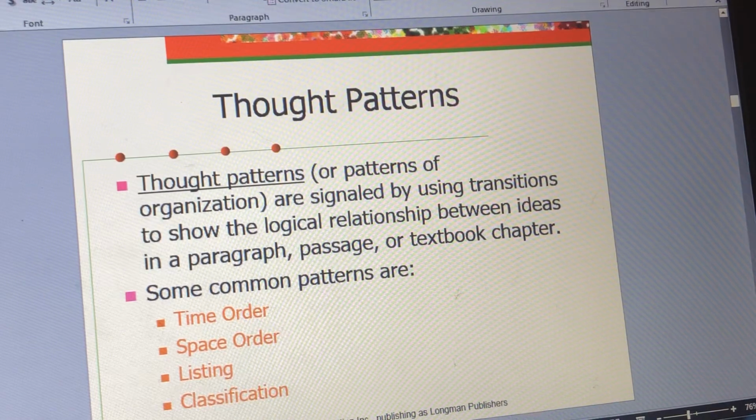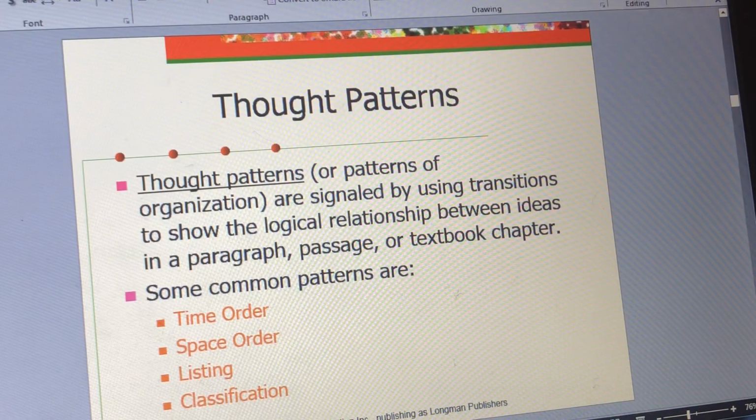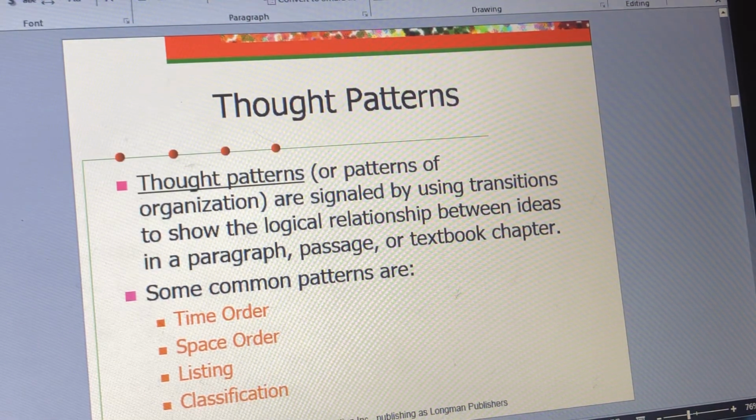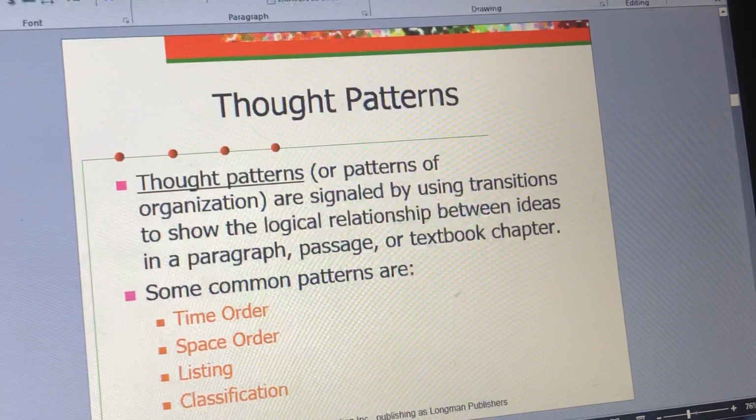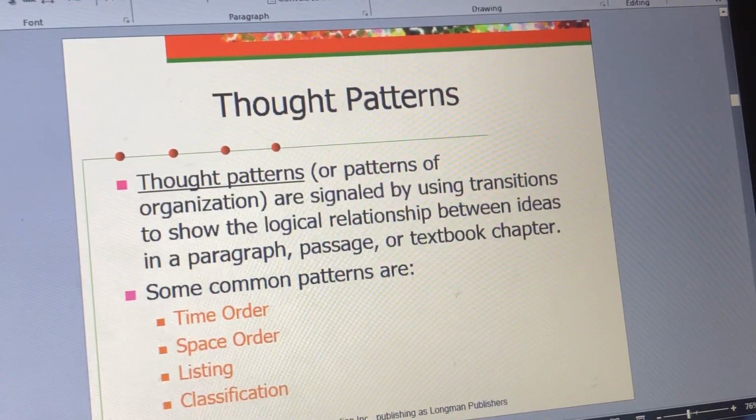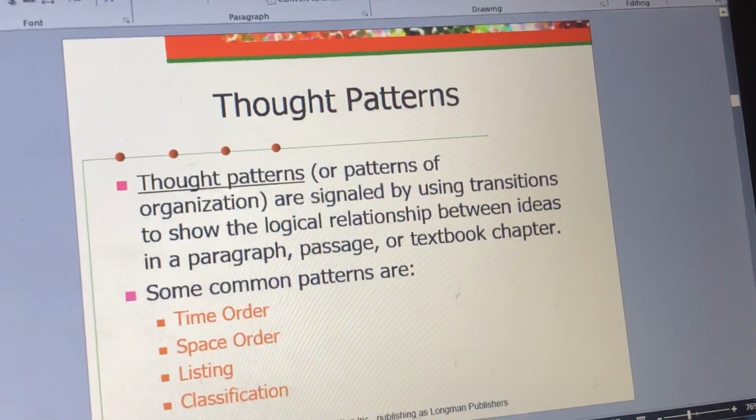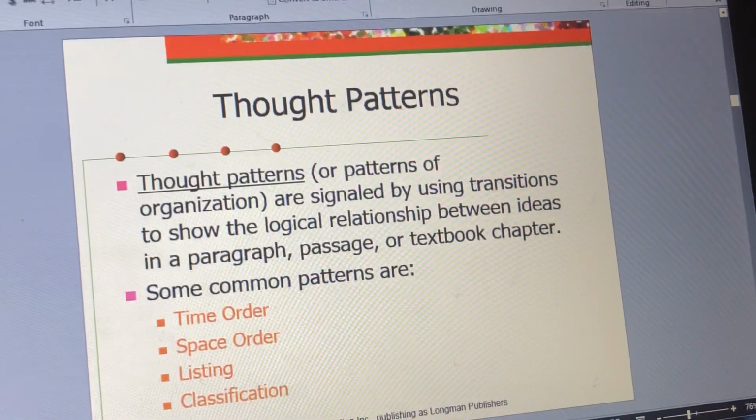Okay. All right, so here's some common patterns that we're going to look at, right? Time order, space order, listing, and classification. Now, the first two should really seem familiar to you, time order and space order, because we've talked about how we've used each of those in one of the last essays. Classification is going to be very important because the division and classification essay is the fourth essay that we're going to do. Listing happens a lot in all of the essays, especially argumentative essays. And we'll talk more about argumentative essays as we get to the fifth essay this semester.